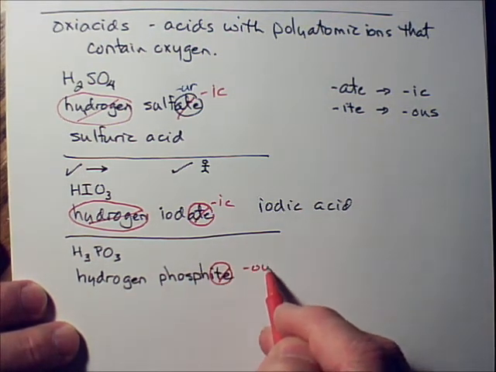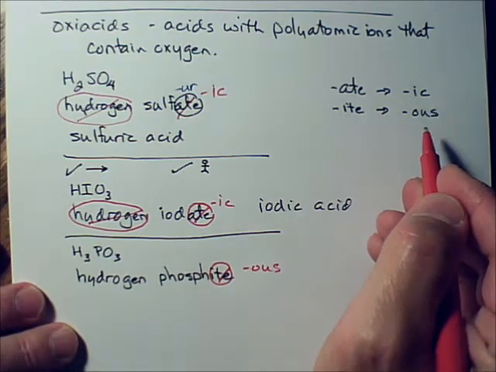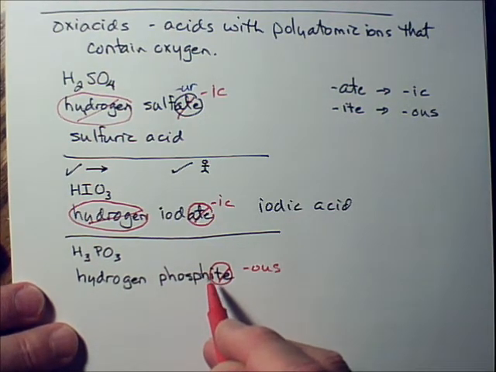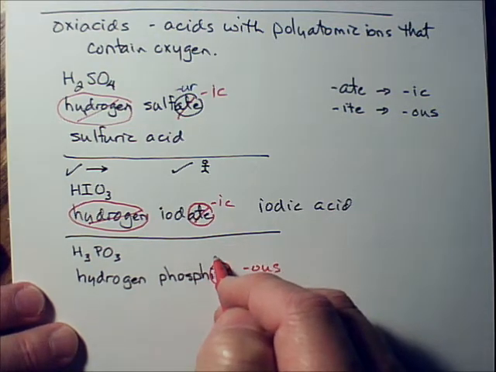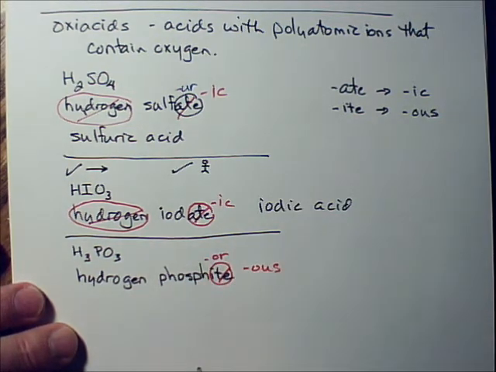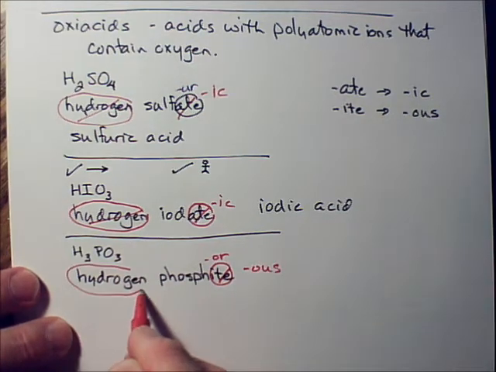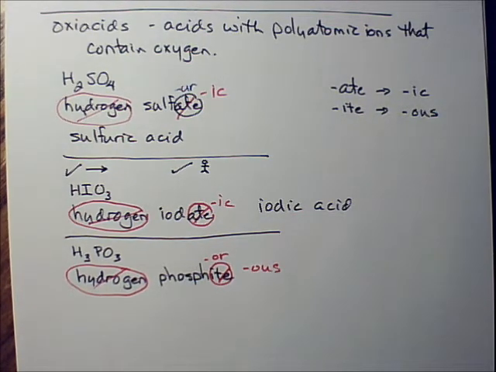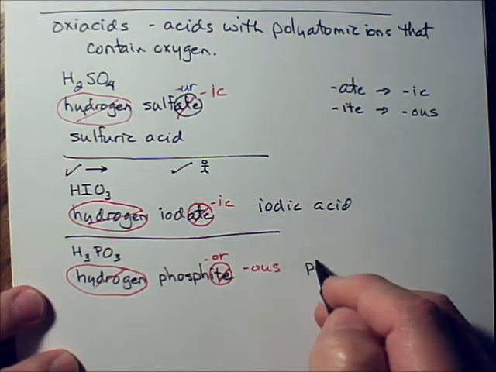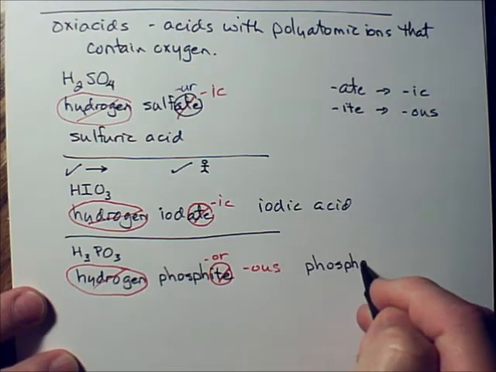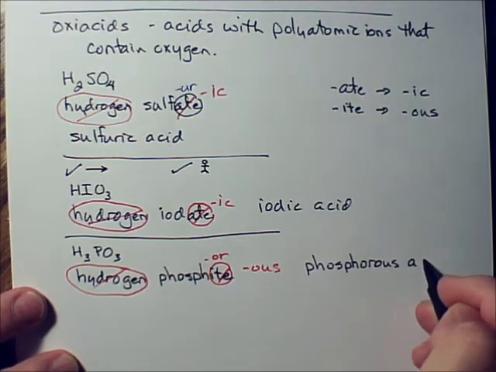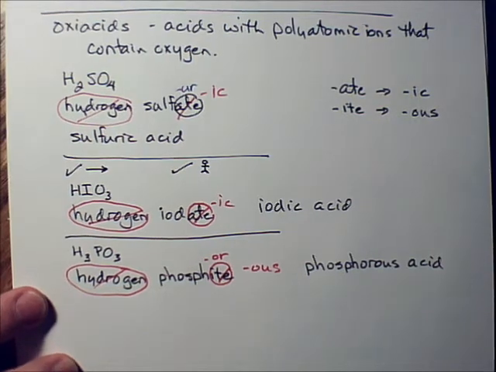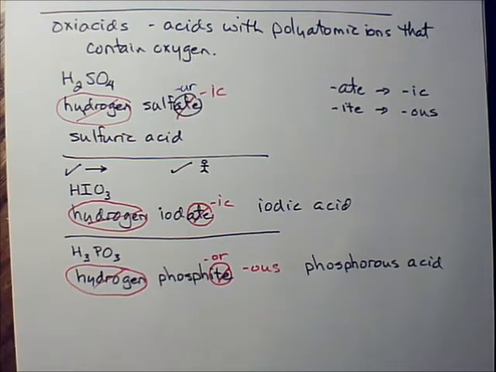OUS. ITEs become OUS, so I put phosphorus. But we said with phosphorus and with sulfur, you're going to put that UR back on there. And you're going to drop hydrogen off the front because it has a polyatomic ion. So the name of this acid is phosphorous acid, or phosphorus acid is how you pronounce it.